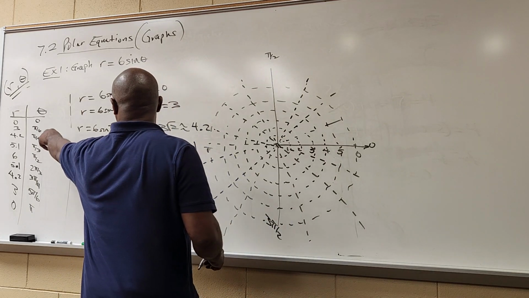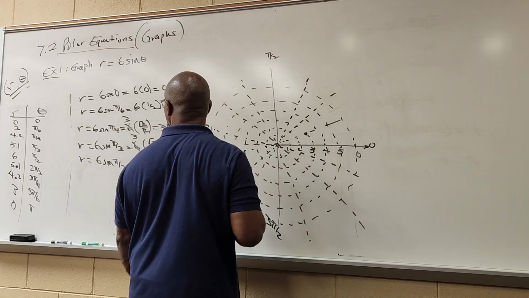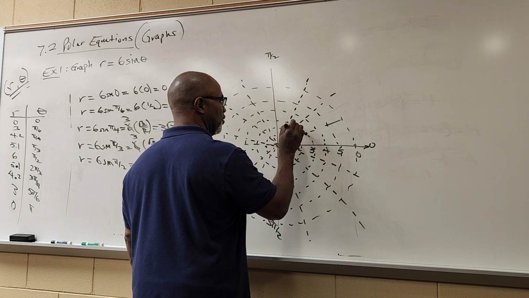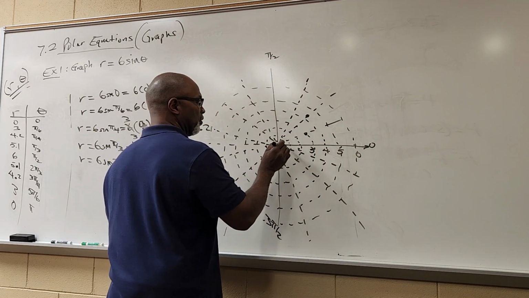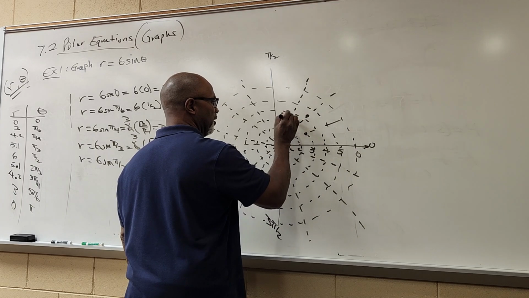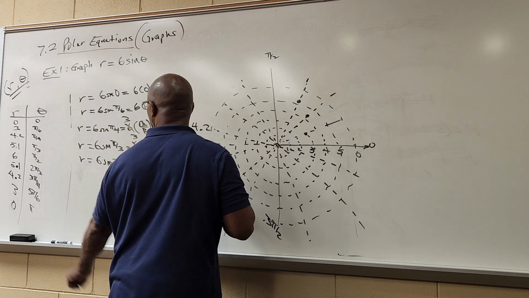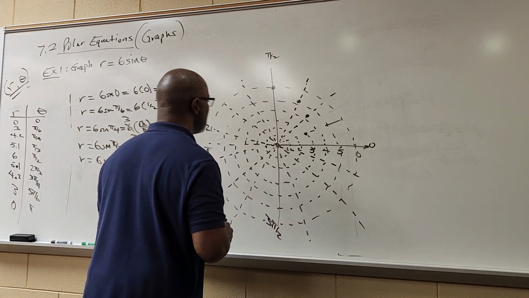So 3 comma pi over 6, I make an angle of pi over 6 and I go out 3. That's right here. 4.2, pi over 4, I make an angle of pi over 4. I go out 1, 2, 3, 4.2, about right here. 5.1, pi over 3, so I make an angle of pi over 3. Go out 5.1, 1, 2, 3, 4, 5, 5.1 about right here. 6 comma pi over 2 would be right here. Okay.